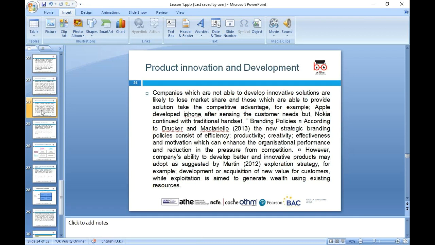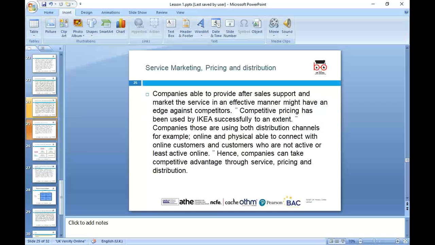Then we can look at product innovation and development, and we can set our strategies accordingly. For product, we have innovation, we have development, and now our segment can change. Then service marketing and pricing. We can look at distribution. Different strategies can be used for service marketing. What is meant by service marketing?